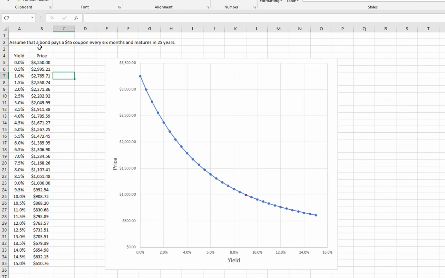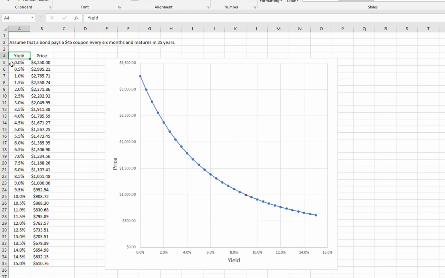What I've got over here is the price of a hypothetical bond. In this case we've got a bond that pays $45 every 6 months and it matures in 25 years. The thing that we're going to be changing is the yield here, the discount rate. We're going to let that vary from 0 all the way up to 15%. We're going to move it in half-point increments.